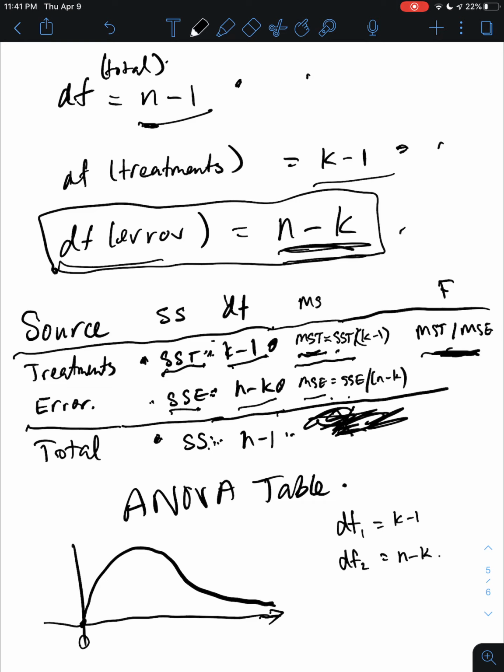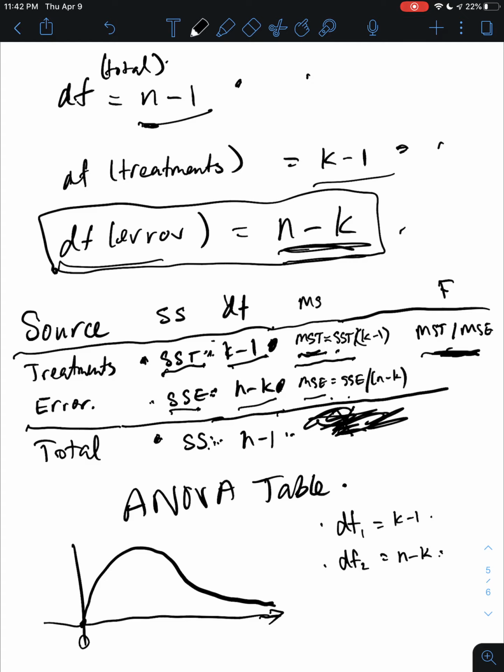From this formula, from this table, DF1 is the first number and DF2 is the second number on the table, associated with the degrees of freedom for the treatments and degrees of freedom for the errors. So these two numbers give us an index into which F distribution is the right one.